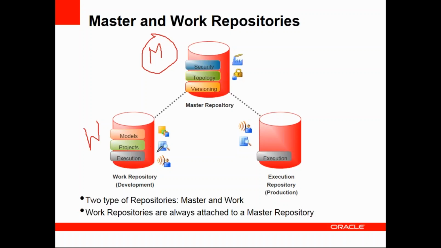Coming back to your question, the development environment has one work repository, and production has one more work repository. And you can have another work repository here also. So what you are saying is, let's say I have a development environment, a test environment, and a production environment. What we generally do is install Informatica in all three environments, then do the development, export the repository or mappings in the form of XML, import it into the test environment, and finally move it to production.